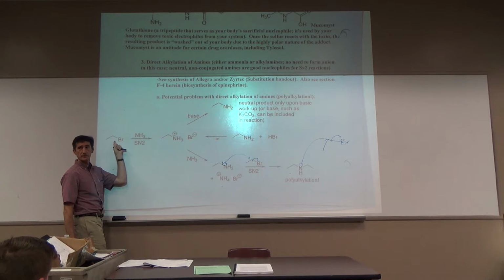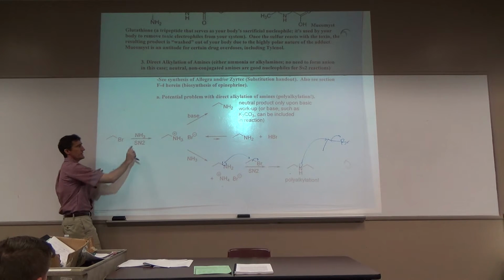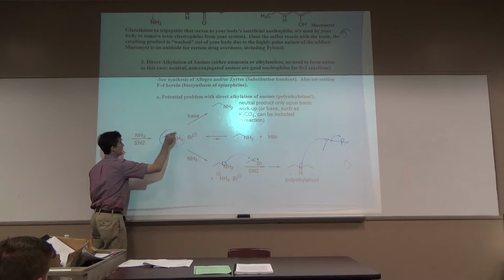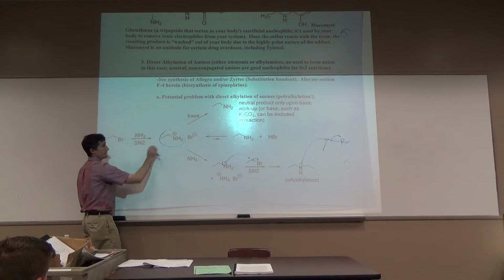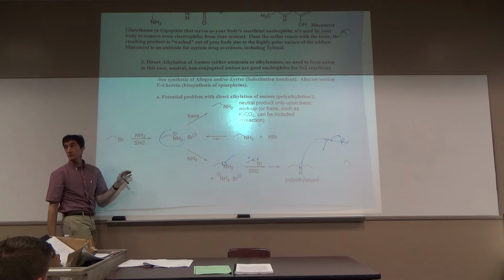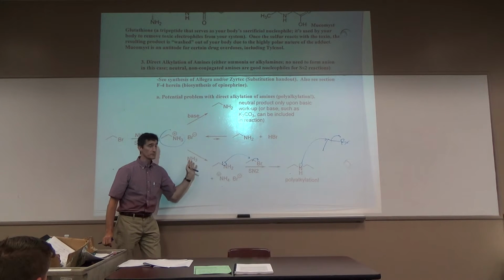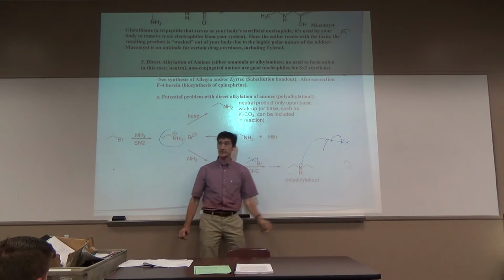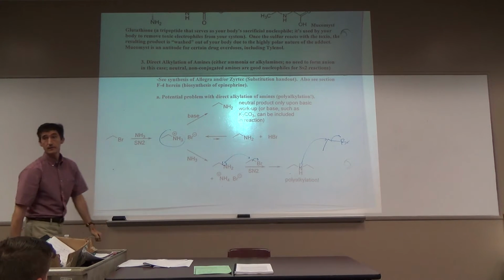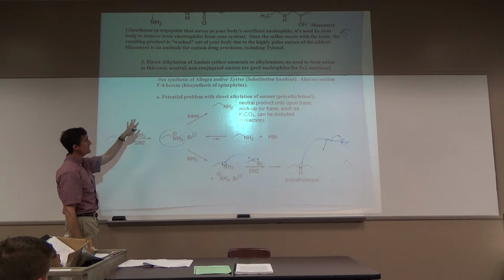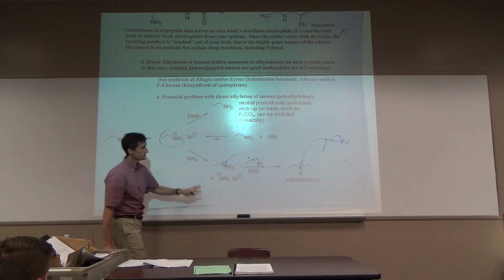You understand this? You can't tell ammonia, hey ammonia, I only want you to react here. Once this is formed, do not go over there and take the H. The ammonia won't listen to you. It starts going over here, and you get all this in equilibrium, and you end up with this in your product. Polyalkylation. That's a problem.